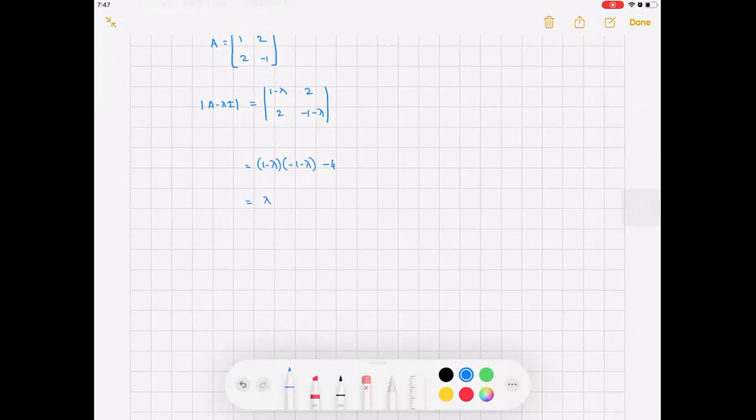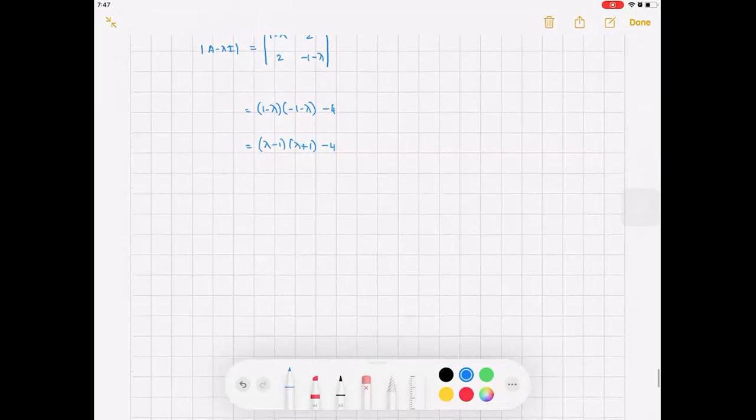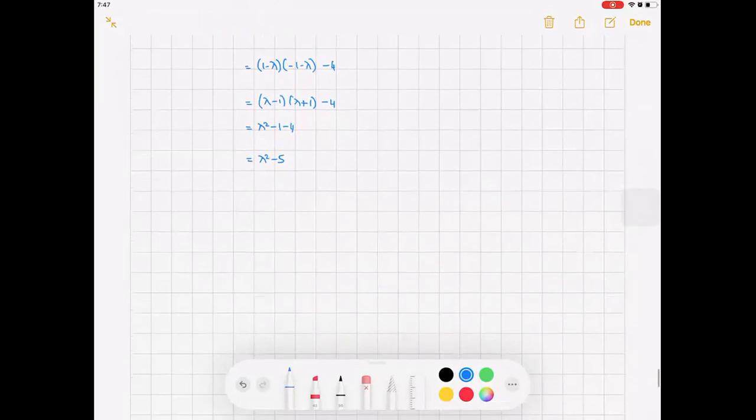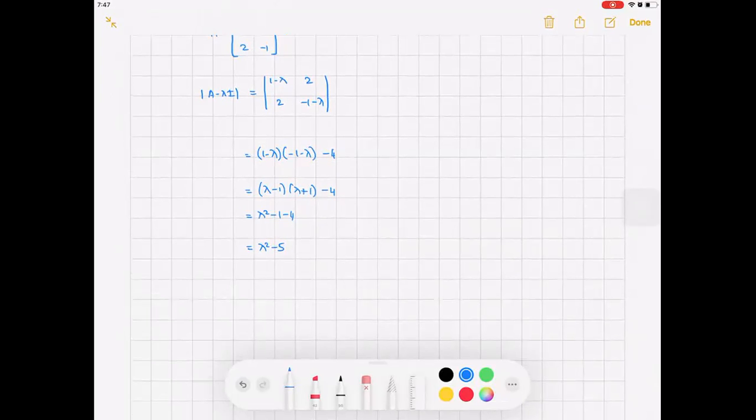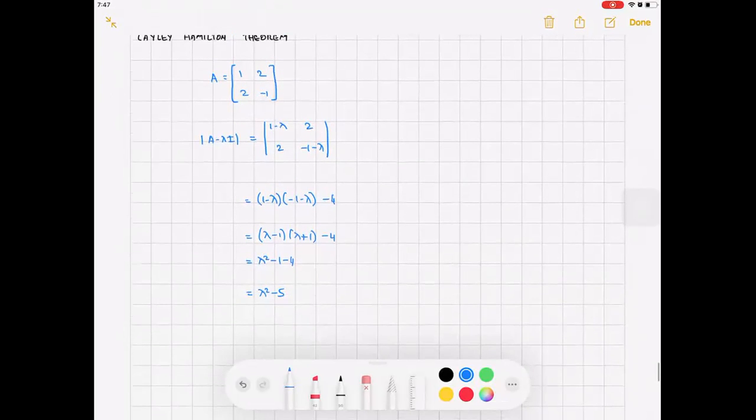This results in (lambda minus 1)(lambda plus 1) minus 4, which is lambda square minus 1 minus 4, so lambda square minus 5. So this is our characteristic equation. A matrix satisfies its own characteristic equation.